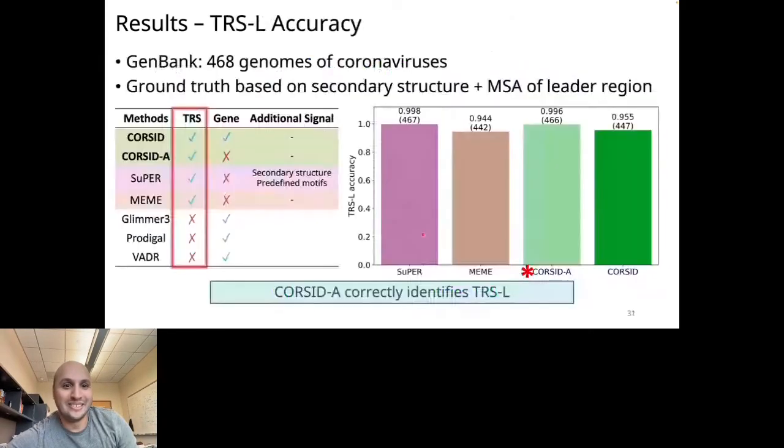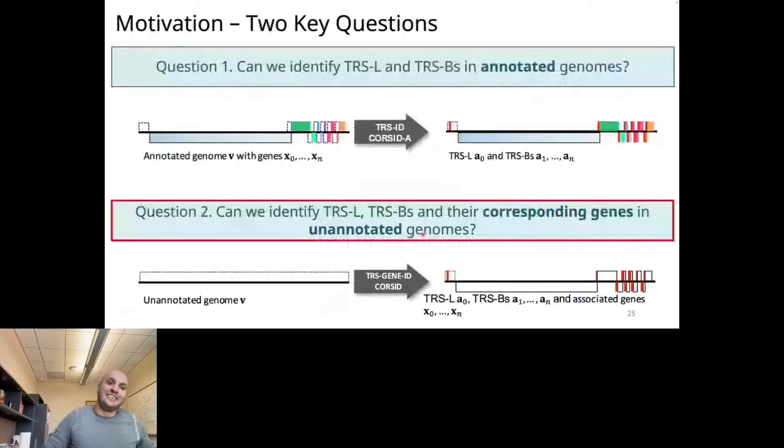Good. So let's go back to the questions that I started with. So to summarize, we spoke about question 1. Can we identify TRS-L and TRS-Bs in annotated genomes? And now I want to talk about the second question. So now we're in this case where we only have the genome sequence. So can we identify genes simultaneously with TRS sequences, given just the genome sequence? So this is a harder question.